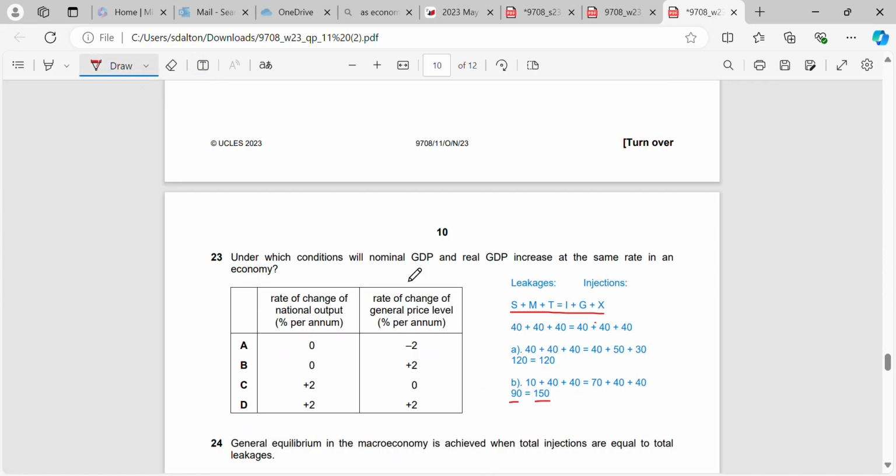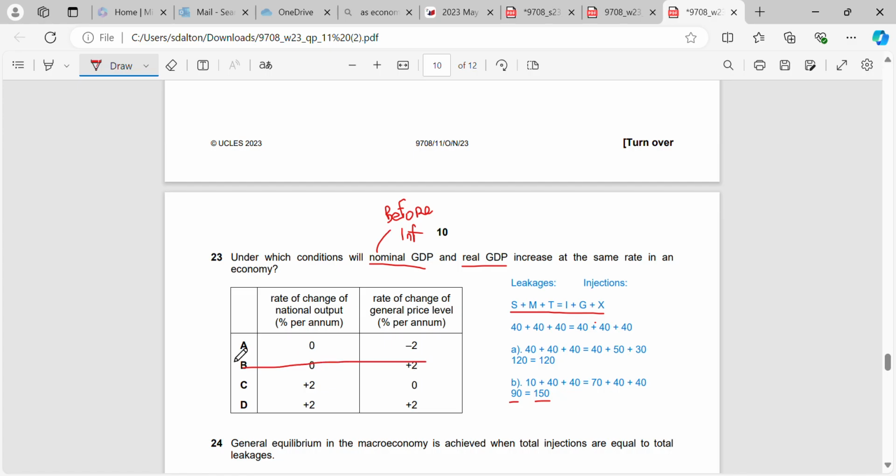So, under which conditions will nominal GDP and real GDP increase at the same rate in an economy? Okay, so remember that nominal GDP is relating to our change in prices, but it is before we account for inflation, right? So if our nominal GDP and our real GDP are going to be the same before inflation, then what we would have to have by definition is a rate of change in the price level being 0.